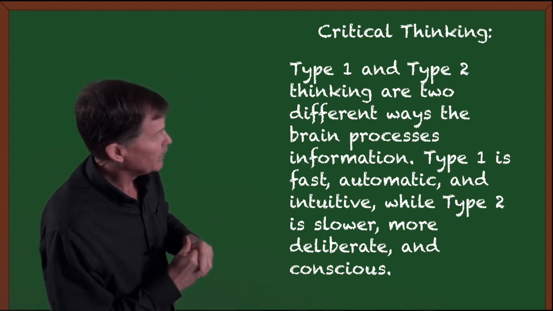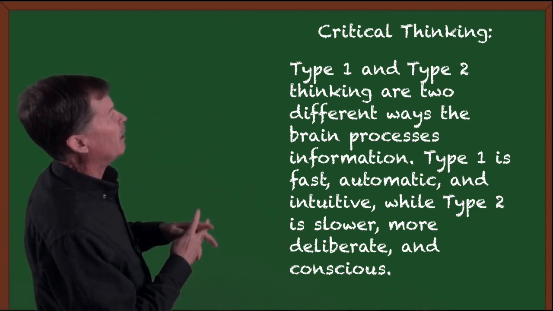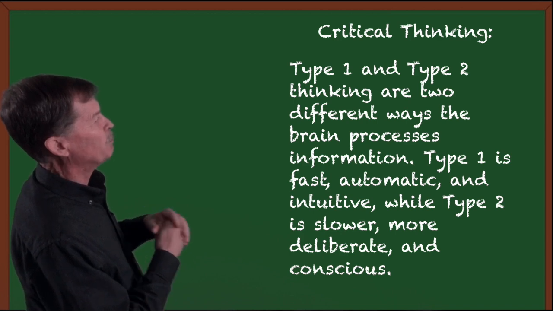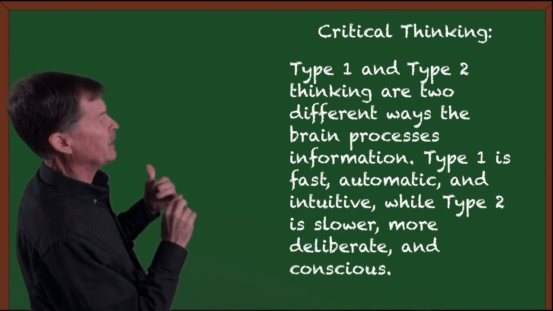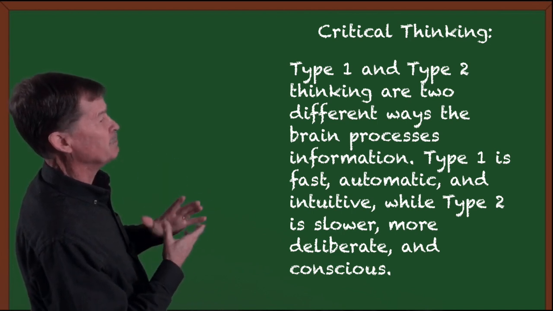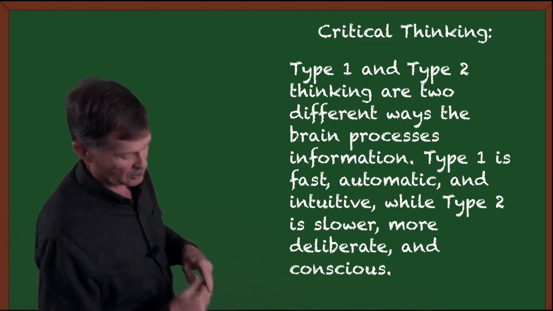Going back to critical thinking and type 1 and type 2 thinking, are two different ways the brain processes information. Type 1 is fast, automatic, and intuitive, while type 2 is slower, more deliberate, and conscious.